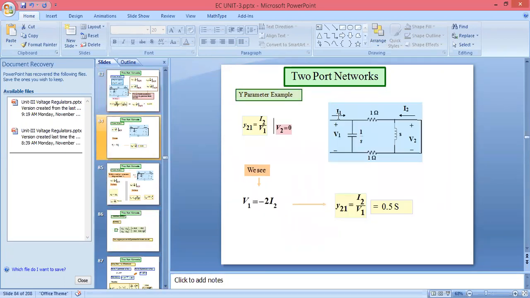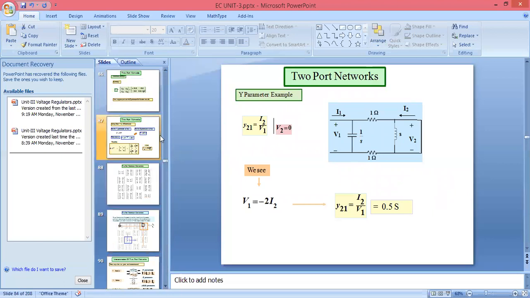So if you are calculating y21, how will you get it? We know y21 has the formula I2 upon V1. When we are considering V2 equal to 0, we can calculate V1 equal to minus 2I2. If you are calculating that, you can convert V1 in the form of I2. If you are converting, I2 will get cancelled and you will get that equation in the form of s, because they have given only s here. They have not given a constant value here. So you will get this value. Here we have finished the two-port network.